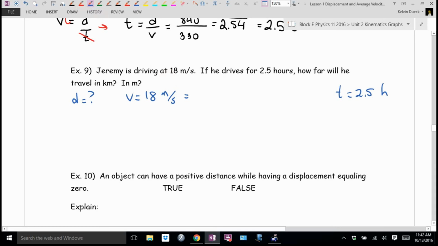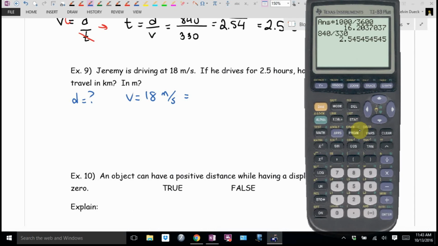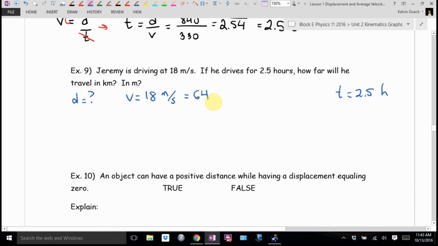Let's convert this to kilometers per hour. How do I convert meters per second to kilometers per hour? Has something to do with a 3.6. Multiply or divide by 3.6. So 18 times 3.6. This is the same as 64.8 kilometers per hour.